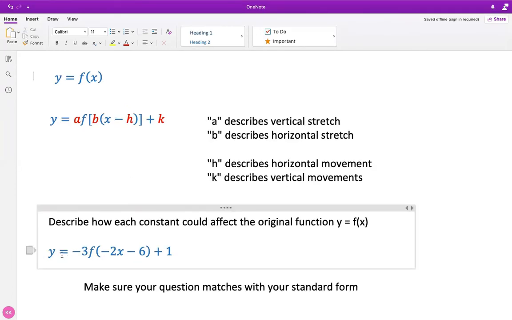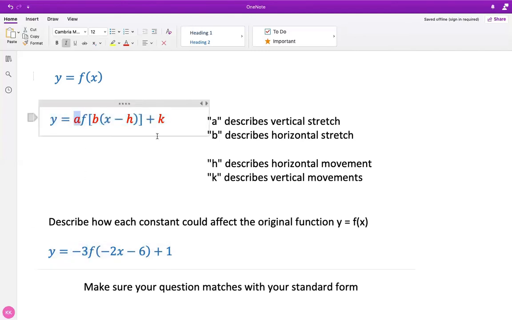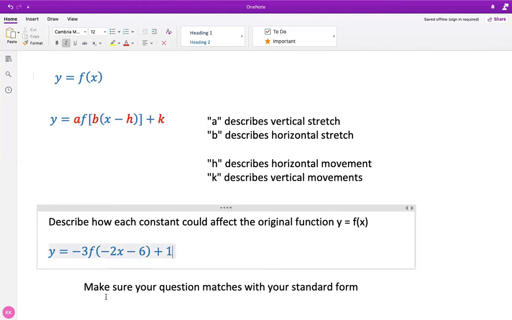The first thing you need to do is always check if this format right here matches this format. So let's see. We have -3 here matched with the a here. We have k here matched with 1. And we have b here matched with -2. But a lot of students may think that this h will match with -6. If you think the h is matched with -6, then you are wrong. It's not the case.